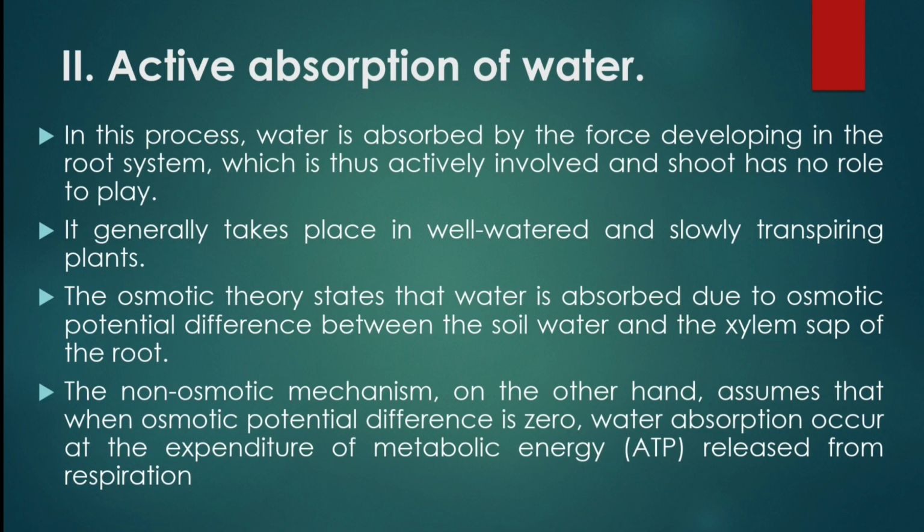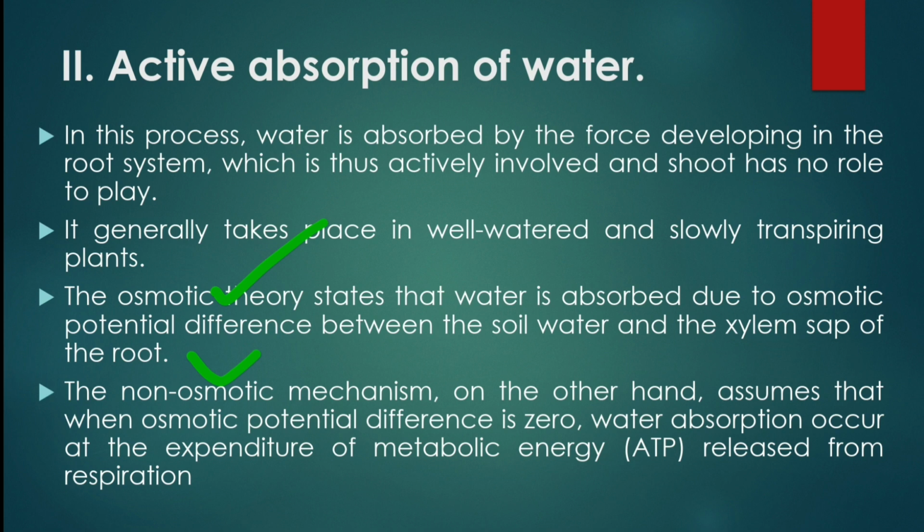Then what is active absorption? In this process, water is absorbed due to the root system, which is actively involved, and the shoot has no role. It generally takes place in well watered and slowly transpiring plants. There are two theories regarding this active absorption of water: one is the osmotic theory, one is the non-osmotic theory.